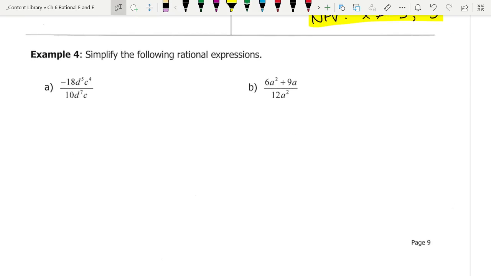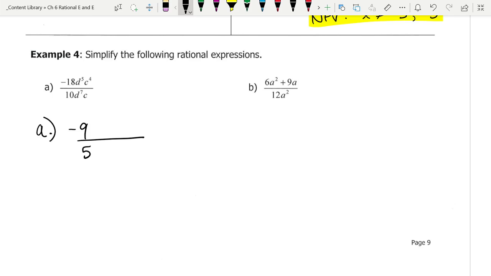All right, simplify the following rational expressions. So for A, well, let's see. First of all, what's 18 divided by 10? Well, I don't want a decimal, but I want the simplest fraction I can get. 18 and 10 have a common factor of 2, so I'm going to have a 9 on the top and a 5 on the bottom.